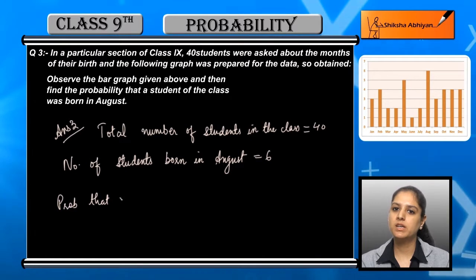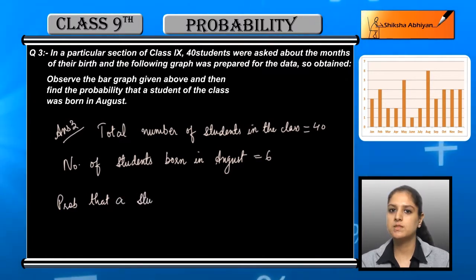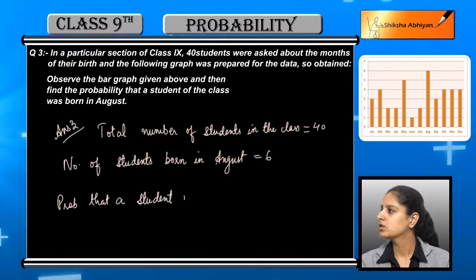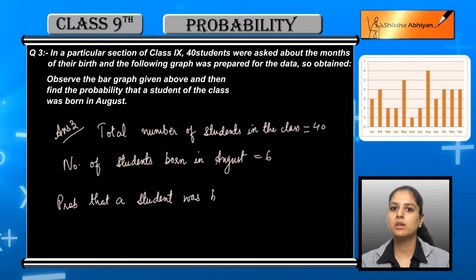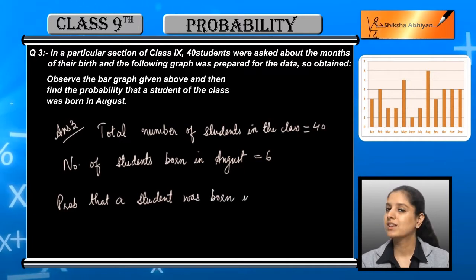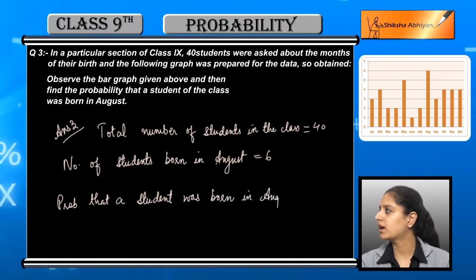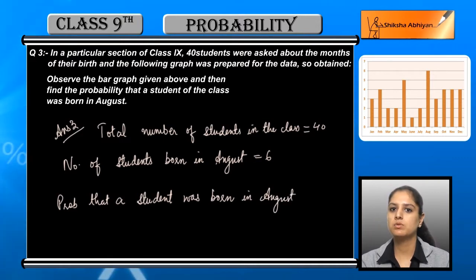So अब हमें probability निकालनी है उन students की जो कि August में जिनका birth हुआ है. So the probability that a student was born in August is equal to number of students born in August, that is 6 divided by total number of students, that is 40. Further इसको solve करने पे we get 3/20.